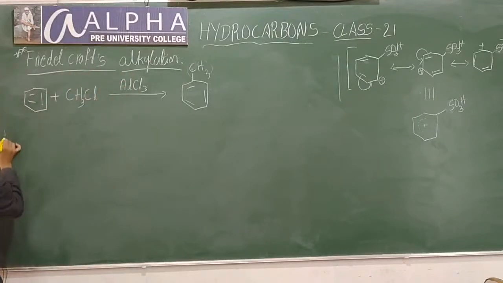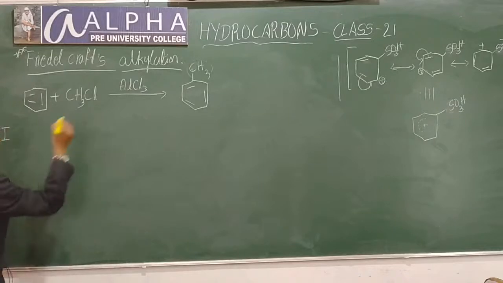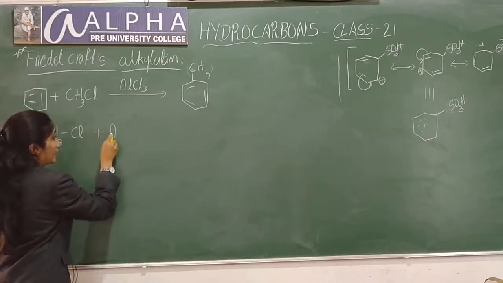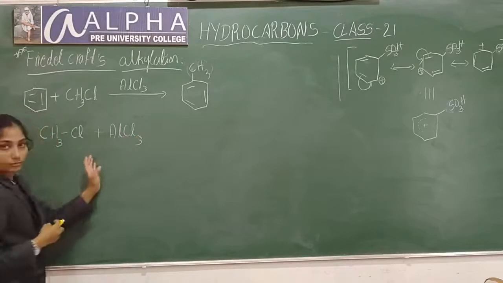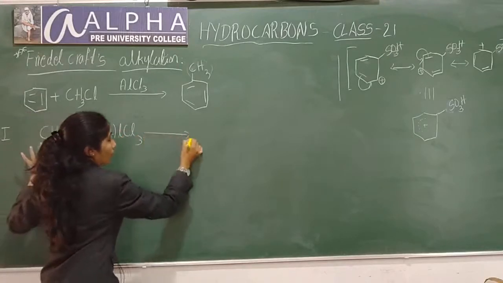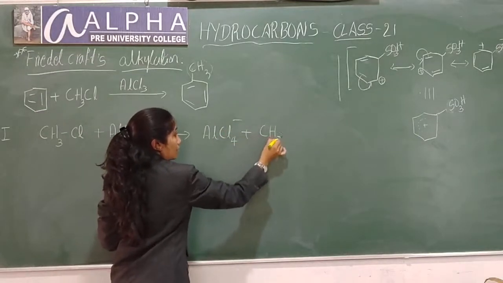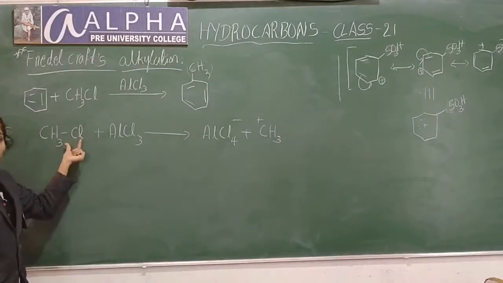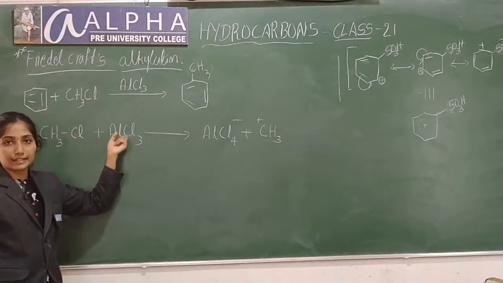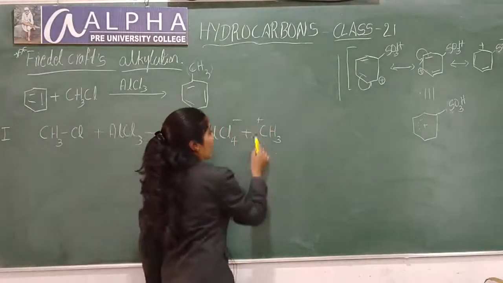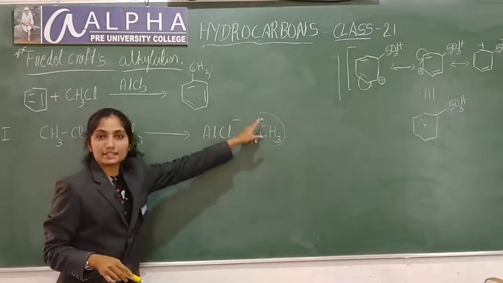So the first step is generation of the electrophile. In the generation of the electrophile, CH3Cl, alkyl chloride, here I have taken methyl chloride, will react with AlCl3. What will be the product formed? It will form AlCl4 minus plus CH3 plus. So this chlorine along with its electrons will go with AlCl3 and it forms AlCl4 minus plus CH3 plus. So CH3 plus is our required electrophile.